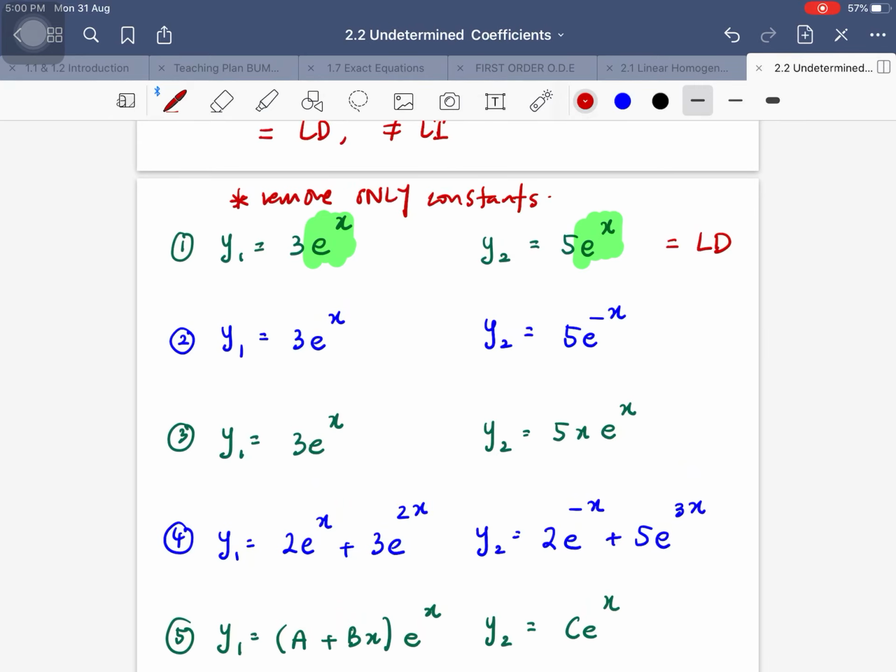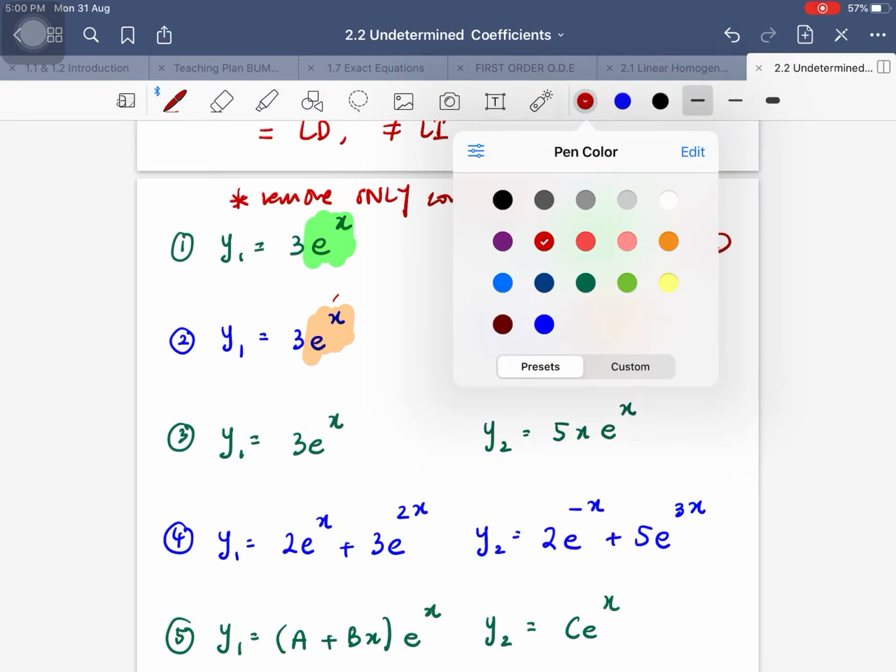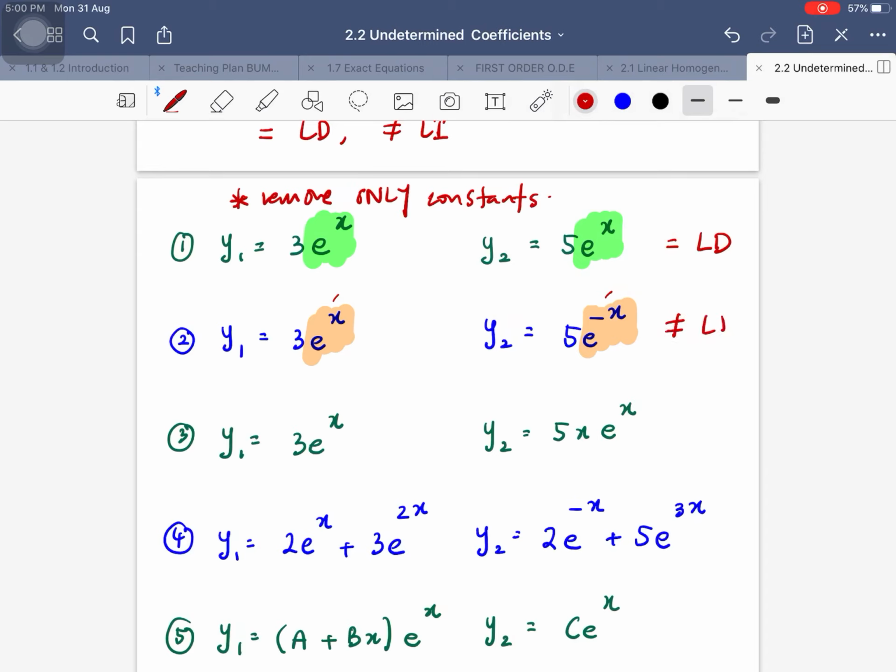For the second example, I have y1 equal to 3 exponential of x. When I remove the 3, my function is going to be exponential of x. For y2, I have 5 exponential of negative x. When I remove the 5, it becomes exponential of negative x. Are they the same? No. One is given by the power of x, the other by the power of negative x. 1 and negative 1, they are not the same. It has to be exactly the same, then only we call it being the same, or in other words, identical, then only we call that LD. So for this case, they are not the same, not equal, so automatically these two functions are linearly independent. That's how you tell.